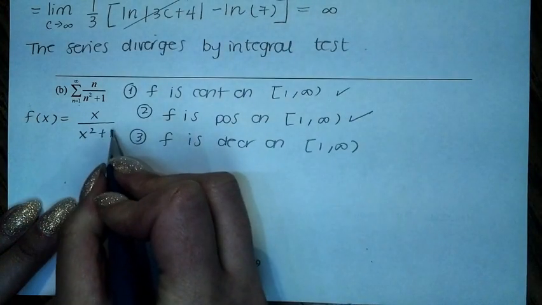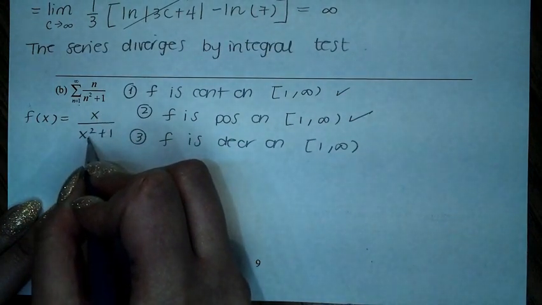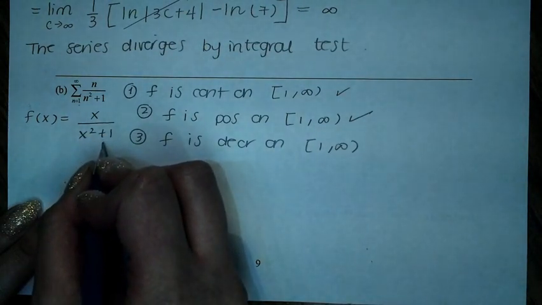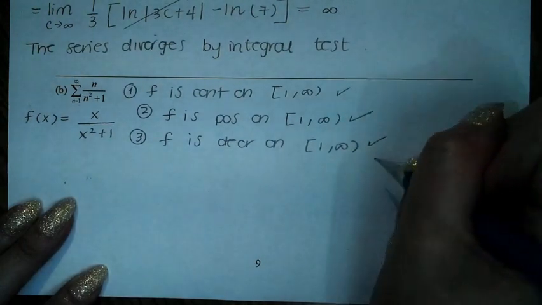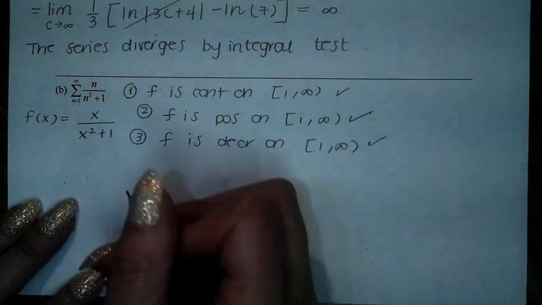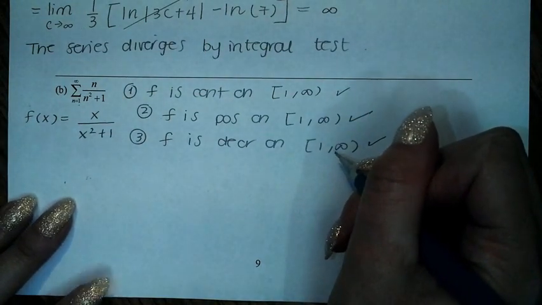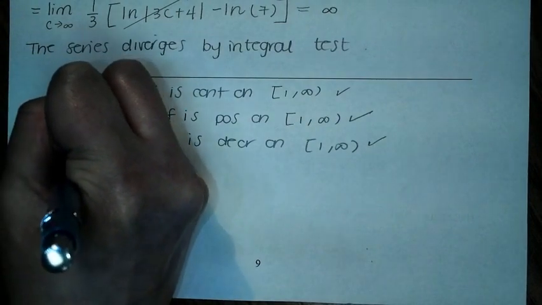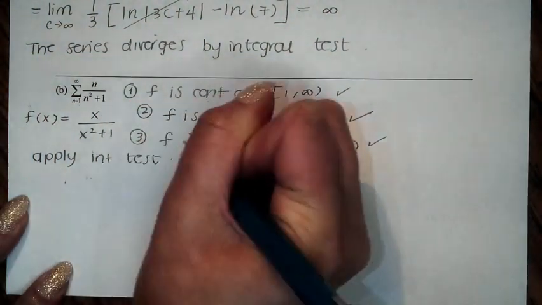So which one grows faster? The numerator, that is just x, or the denominator, that is x squared plus 1? You can see that the denominator is growing faster than the numerator. Therefore, this function f of x is decreasing on the interval 1 to infinity. Therefore, you can happily apply your integral test. Apply integral test. So what's going to be the business here?